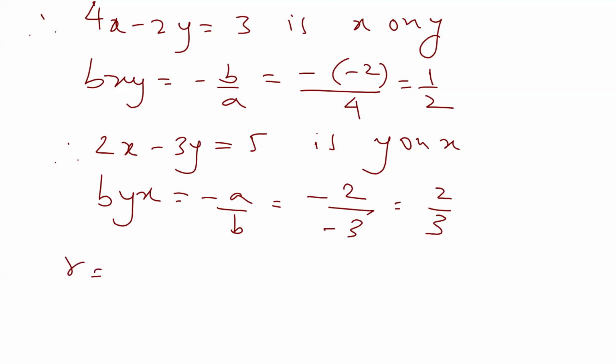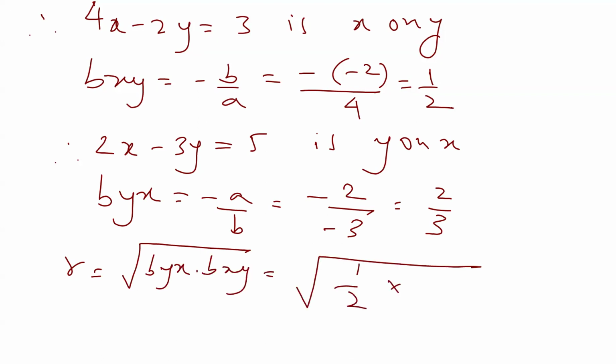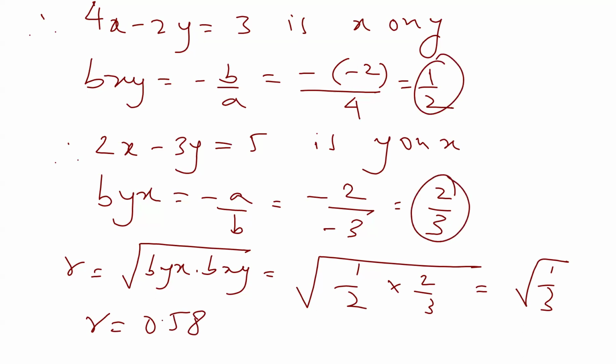Right? So r is equal to root of byx into bxy. So root of half into 2 by 3, that is root of 1 by 3. So r is equal to 1 divided by root 3. So this is equal to 0.5773. So we can make it 0.58. Since both are positive, R value is also positive.